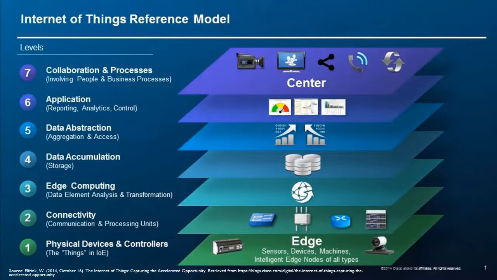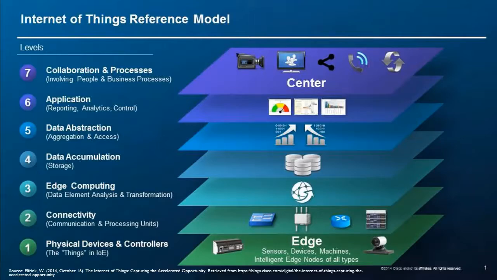The first layer is physical devices and controllers, otherwise known as the things of IoT. The second layer is connectivity, the layer that connects devices in a network. The third layer is edge computing, the cloud and remote services that are used to implement an IoT platform. The fourth layer is data accumulation, the storage of the data that has been measured and gathered. The fifth layer is data abstraction, the processing, summarization, and access of the data that's been gathered.